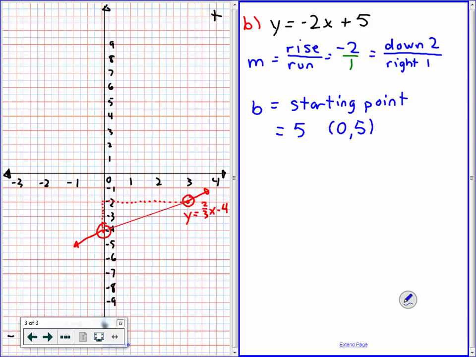Okay, I'm going to do the same way for the return. Right? So you can do it here. You can do this here, okay? So 0, 5, so we're looking good.